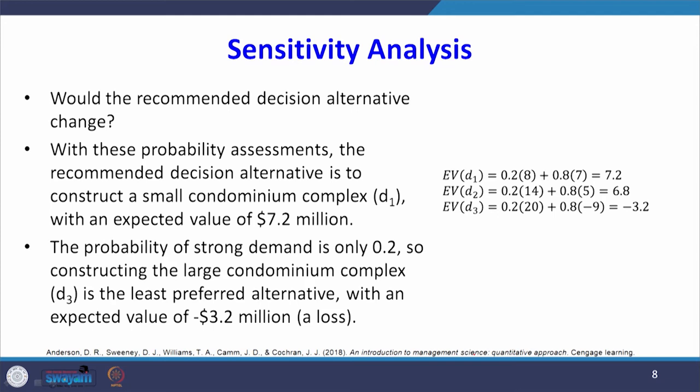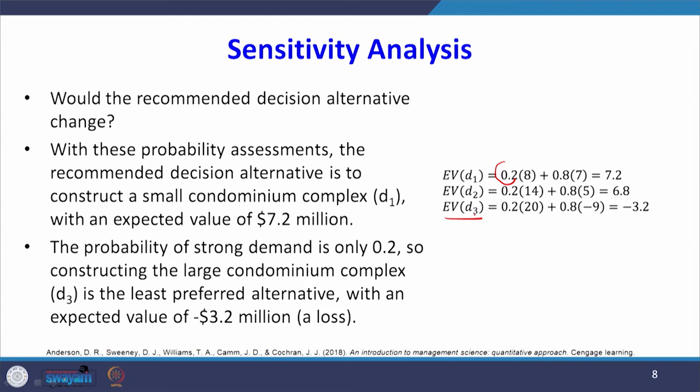With this probability assessment, the recommended decision alternative is to construct a small condominium complex, because the probability of strong demand is only 0.2 and with an expected value of $7.2 million. The probability of strong demand is only 0.2. So, constructing the large condominium complex, which was our previous decision, is the least preferred alternative, with the lowest expected value of -$3.2 million, that is a loss.